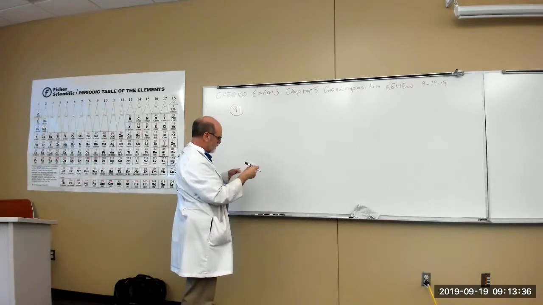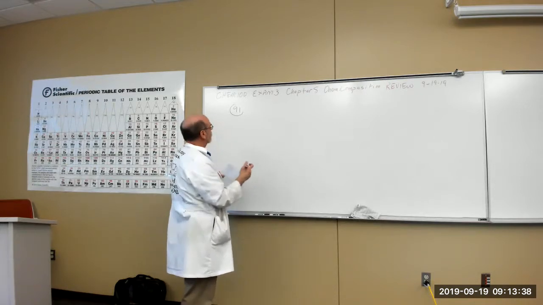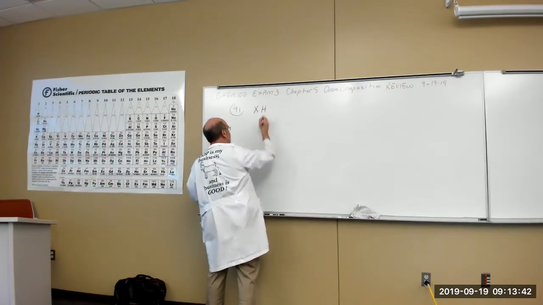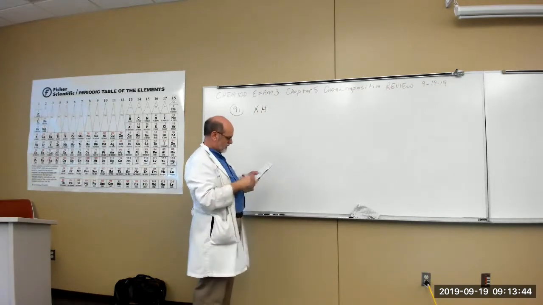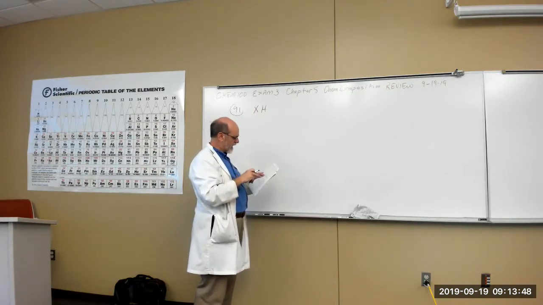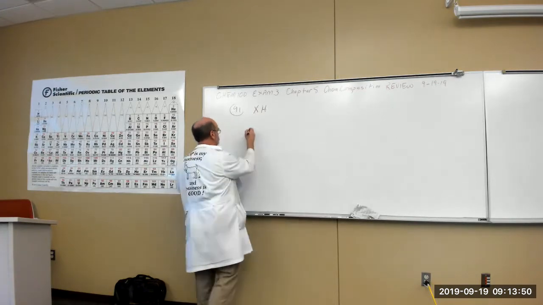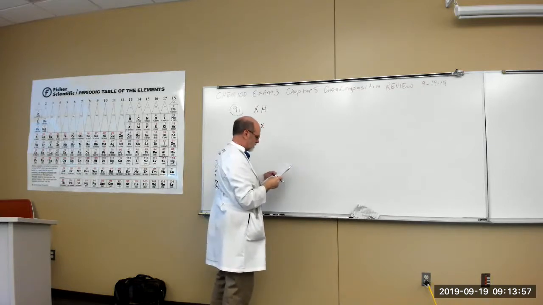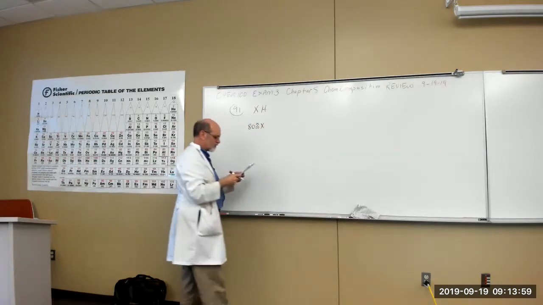A compound is composed of element X and hydrogen. So it's like this, but there's more information. Analysis shows that the compound is 80% X by mass. So it's 80% X by mass. It has 3 times as many hydrogen atoms.